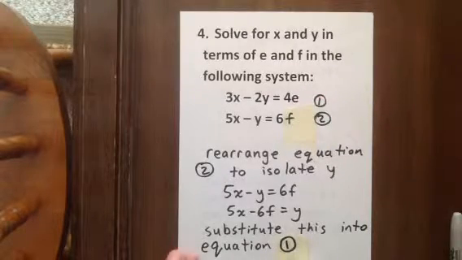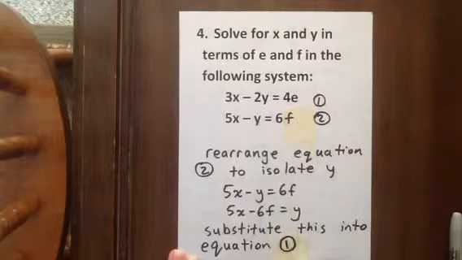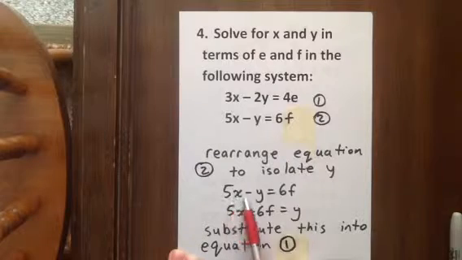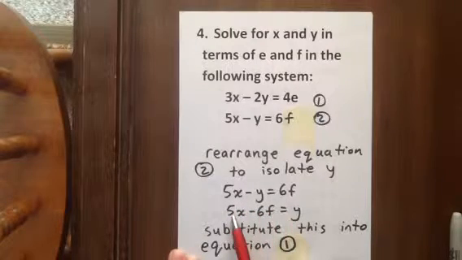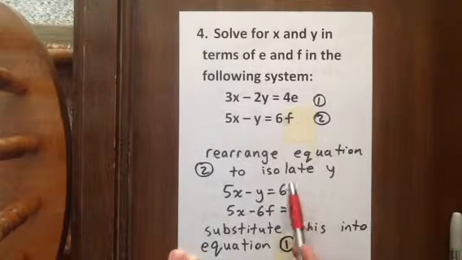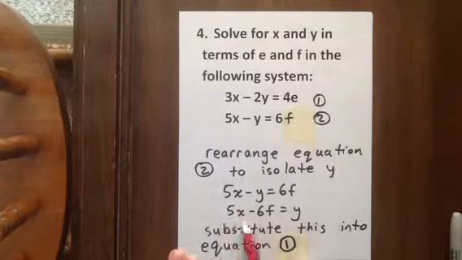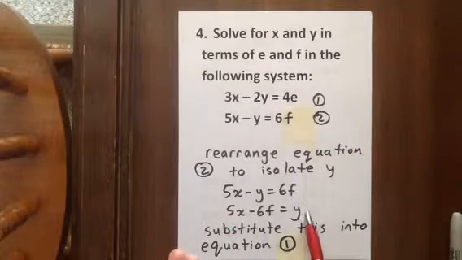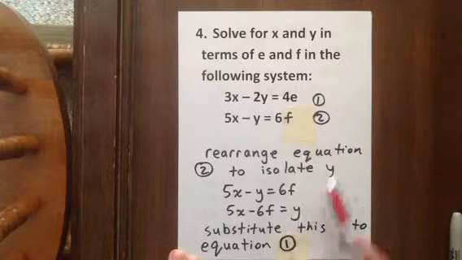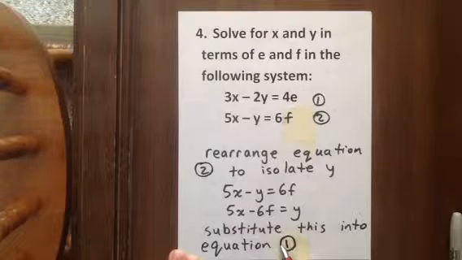So what we're going to do right now first is rearrange equation 2 to isolate the variable y. Okay? So instead of 5x minus y equals 6f, we can say 5x minus 6f equals y. We simply added y to both sides and subtracted 6f from both sides. Well, now we've got an expression with y isolated and y stated solely in terms of e and f. So since we rearranged equation 2 to get that expression, we're going to substitute it into equation 1.